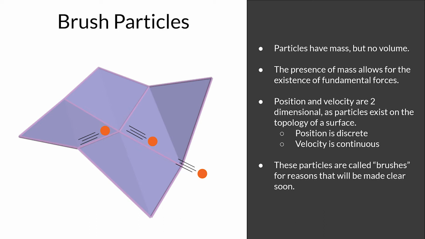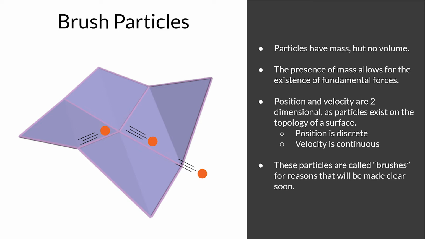Now, having all of these surfaces is not very helpful if we don't have something that can interact with the surface, which is where the notion of our brush particles comes from. These are particles, yes. I'm calling them brushes for reasons that will be made clear soon. Now, these particles do have mass, but they don't have any volume. So they don't occupy space, but they are in space, if that makes sense. Furthermore, the fact that these particles have mass allows for the existence of fundamental forces that can operate on these particles. And we'll get into what those forces are very soon.